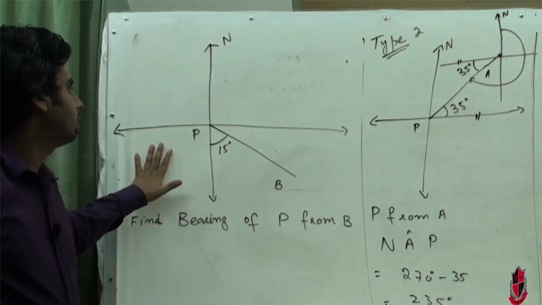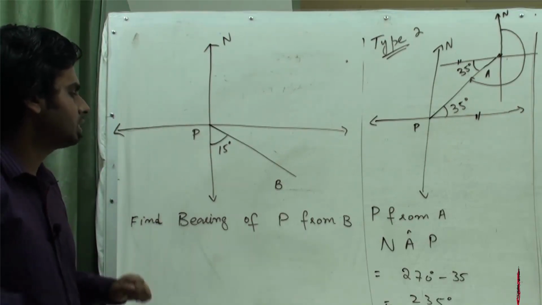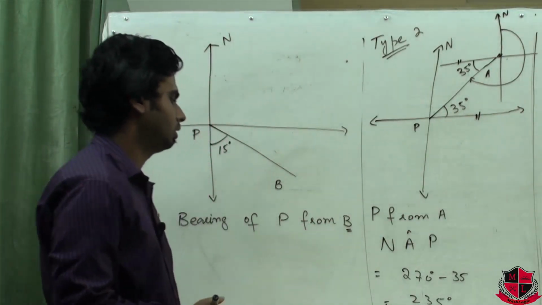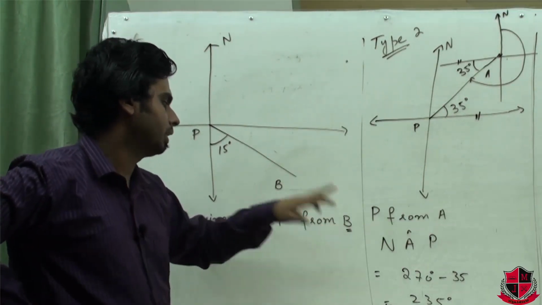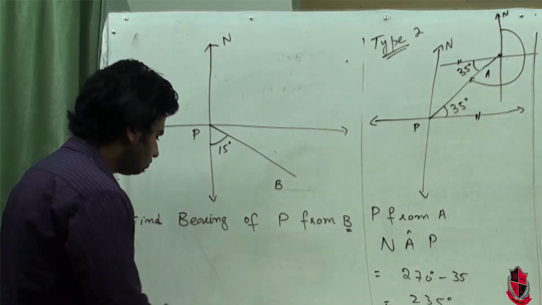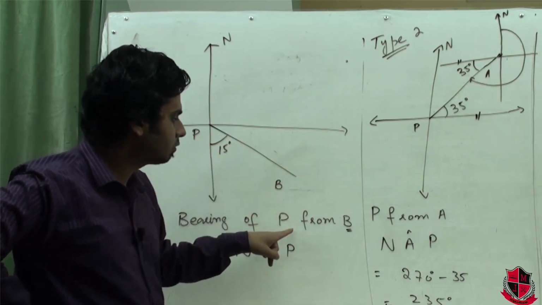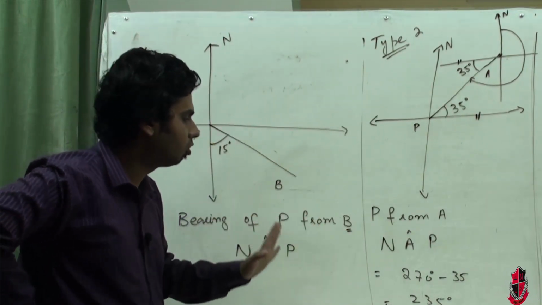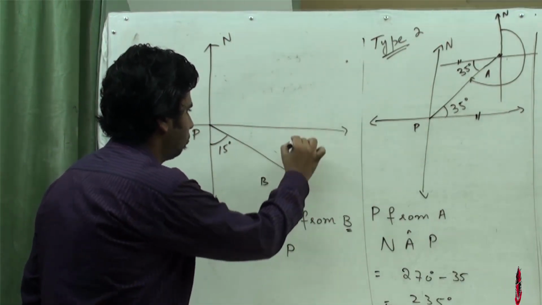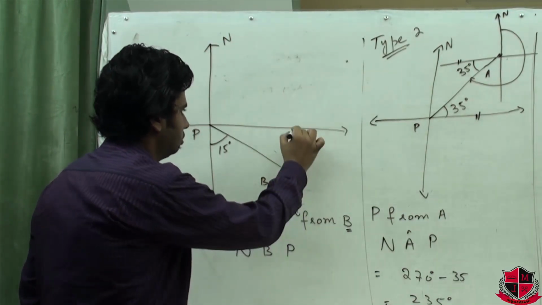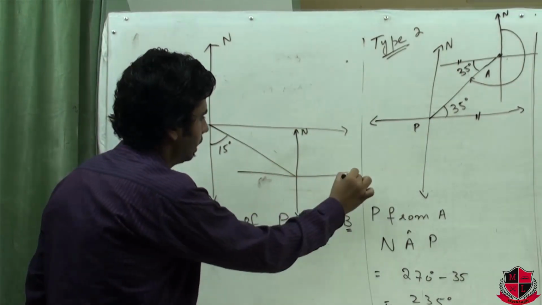Let's take another example in which we need to find the bearing of P from B. Bearing of P from B means the angle is forming at B. The word right after "from" is where the angle is formed, and the angle will form at point B. So P from B means NBP. It means at point B we will draw north because the angle is forming at point B. So once again we draw north at point B, because the angle is forming at point B.